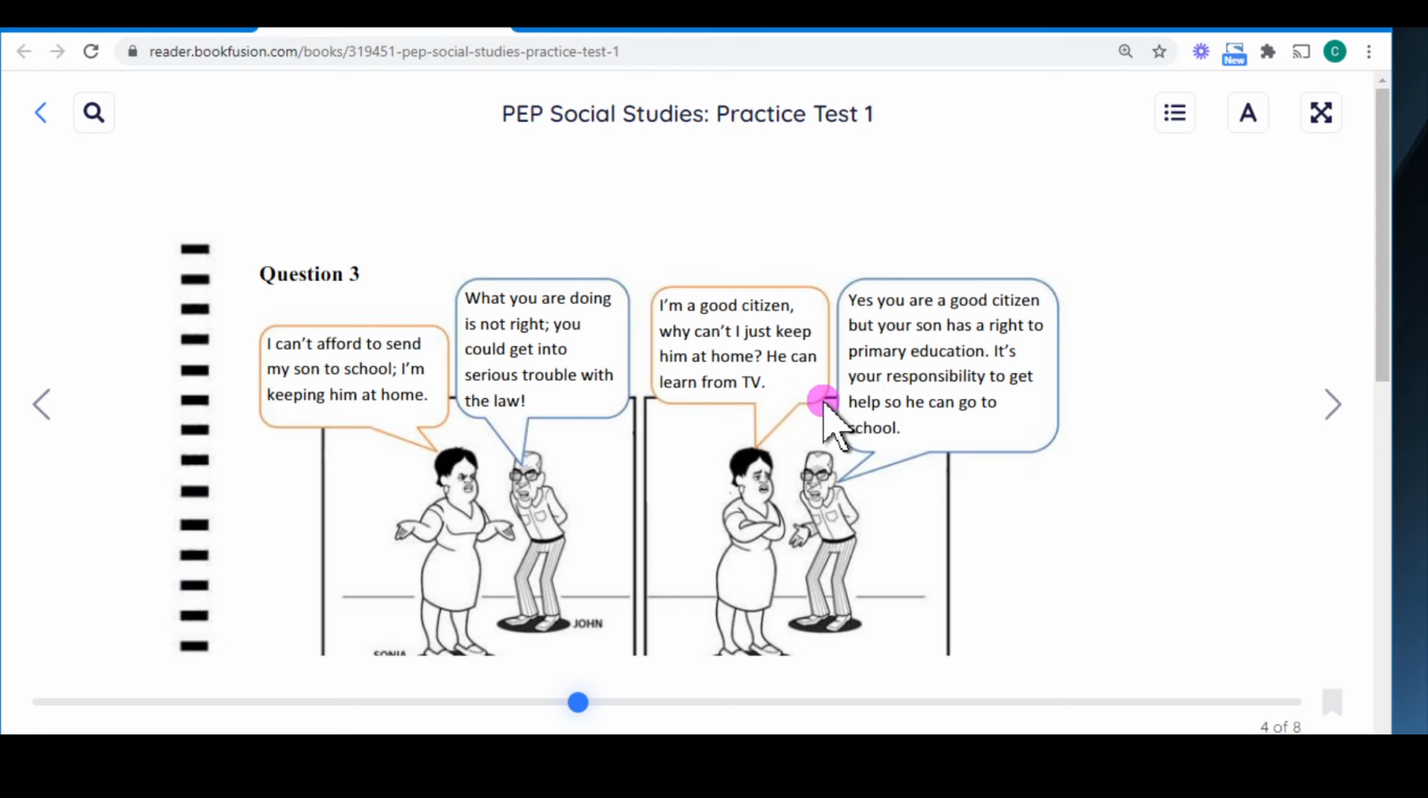Okay. Yeah, you can learn from TV, but will you learn the things necessary for your development at that particular point? Yes, you are a good citizen. Again, this concept of citizen here, citizen here, citizen here. But your son has a right, concept of right, to primary education. It is your responsibility. So I'm getting the concept here, citizen. I'm getting the concept here of rights and responsibilities. It's your responsibility to get help so he can go to school.